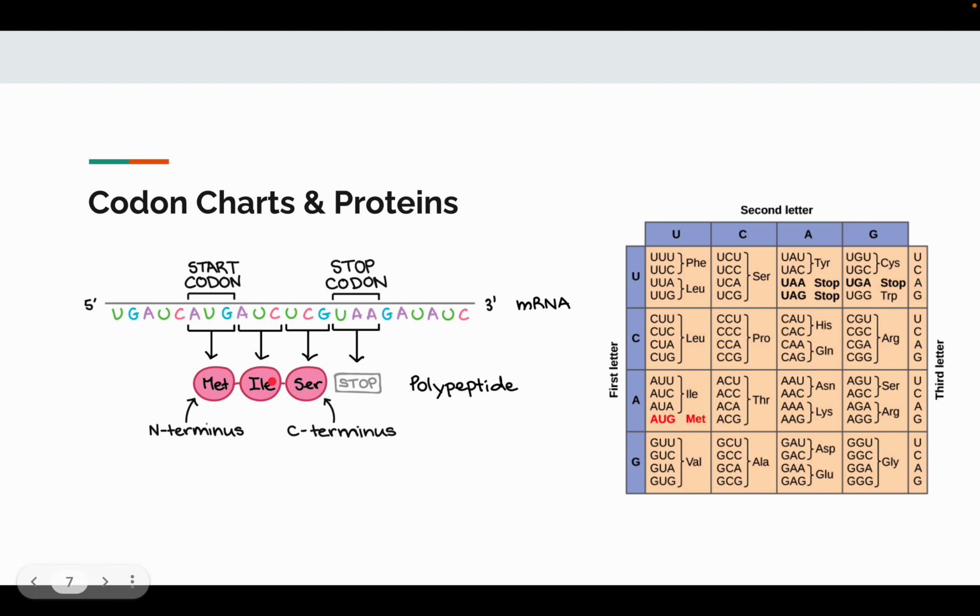And so how to find out which amino acids are released when we match up the codon and anticodon? We can use a codon chart. And as you can see, we have AUG, we have first letter A, second letter U, and G, and we have a Met over here.